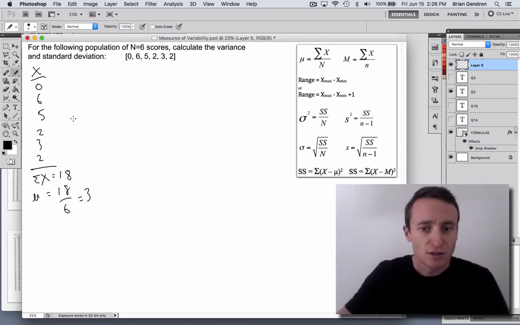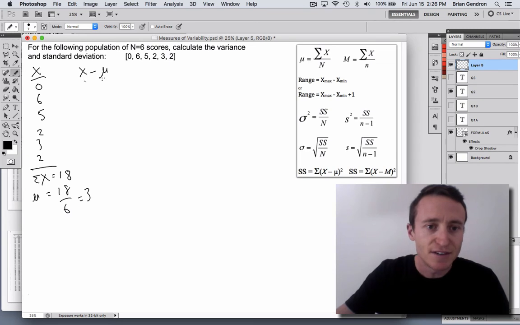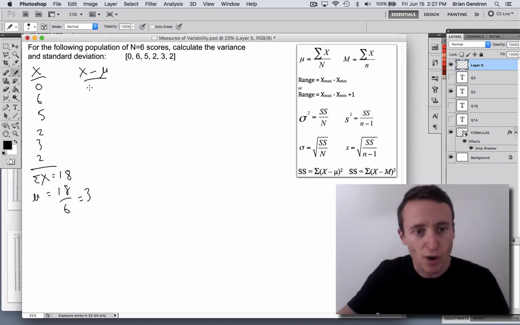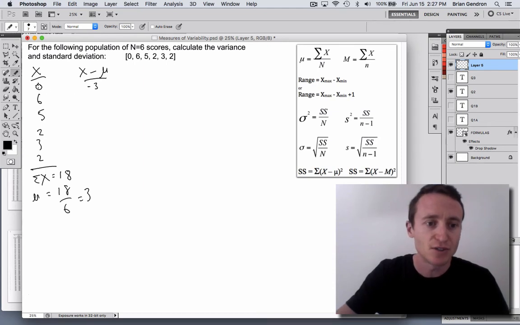Okay, so the second step we want to do is create a new column, and these are known as deviation scores. In other words, how far each x value deviates from the mean. So our mean is 3 points. This first score of 0 is 3 points away from the mean. Specifically, it is 3 points below the mean. So 0 minus 3 is negative 3.